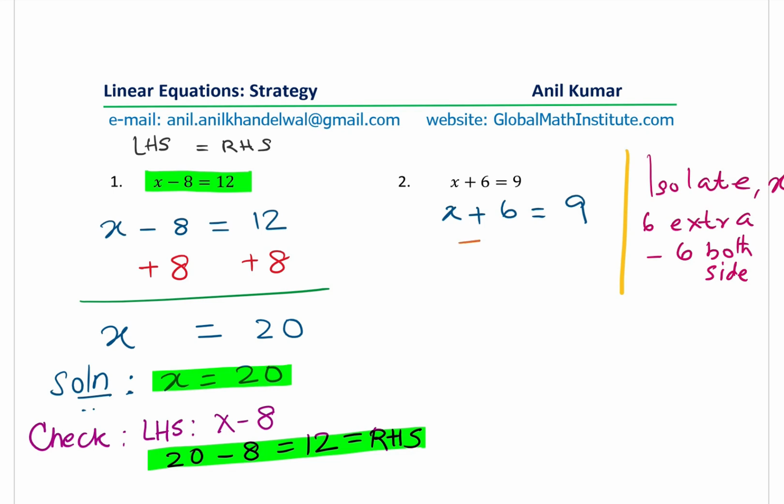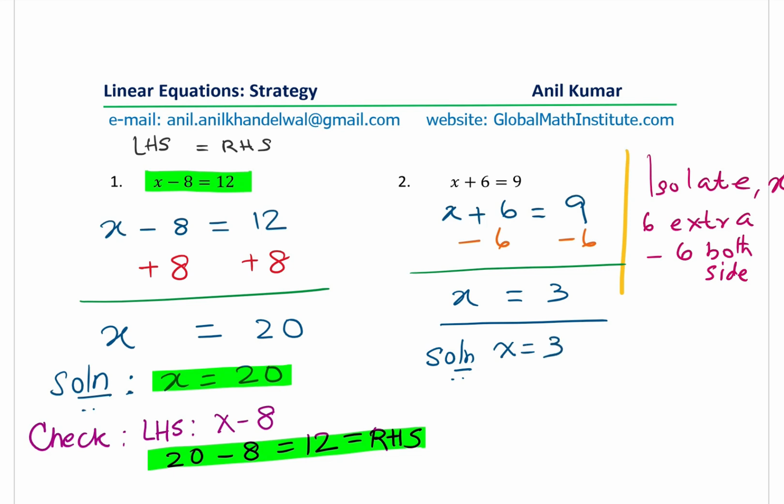So if I do minus 6 on both the sides and then add it up, what do I get? I get x is equal to, because 6 minus 6 is 0, 9 minus 6, which is 3. So we have a solution again. We can write this solution as x equals to 3. Now let us check it as we did earlier. So on the left hand side, I'll substitute the value 3 for x.